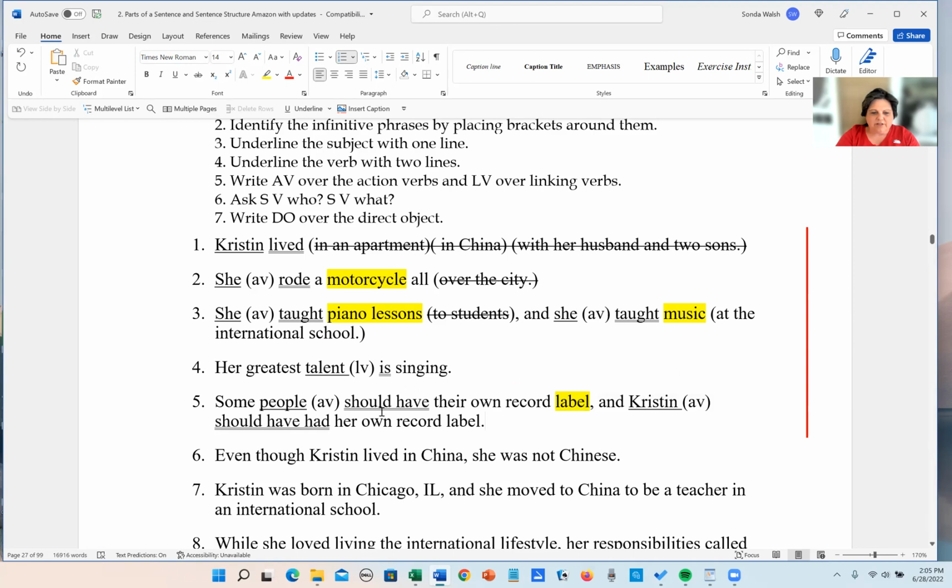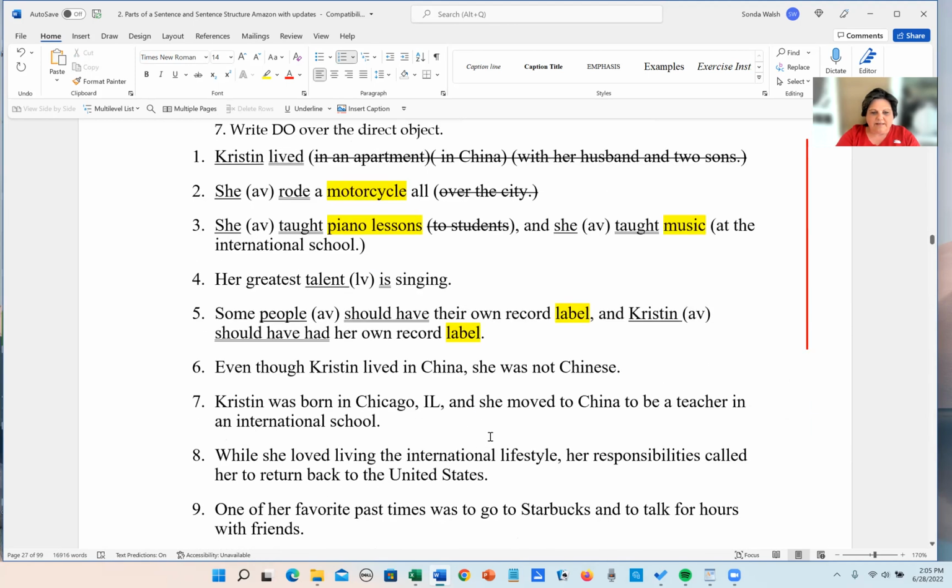And here, Kristen should have had what? Kristen should have had who? Again, label is our direct object. All right, let's go to number 6.